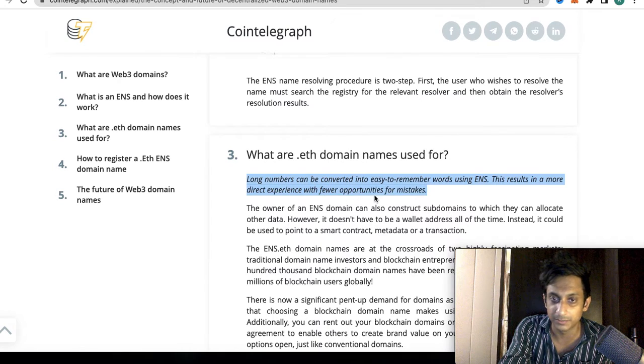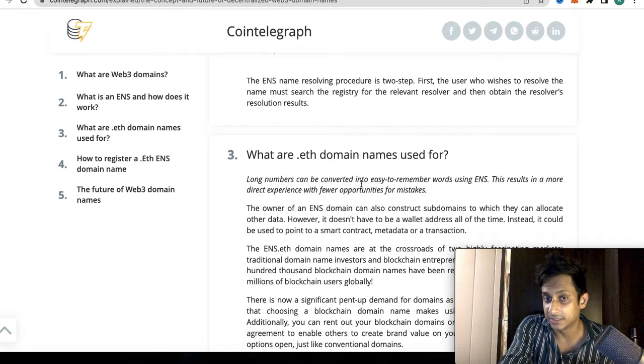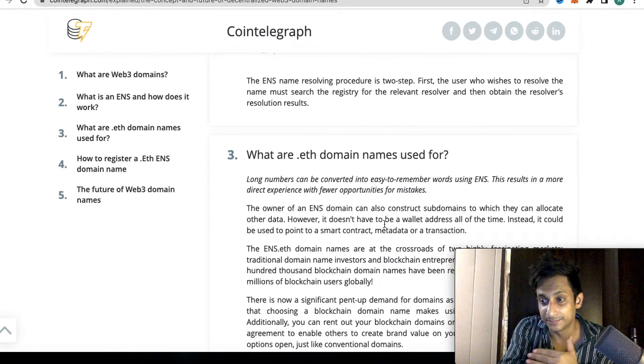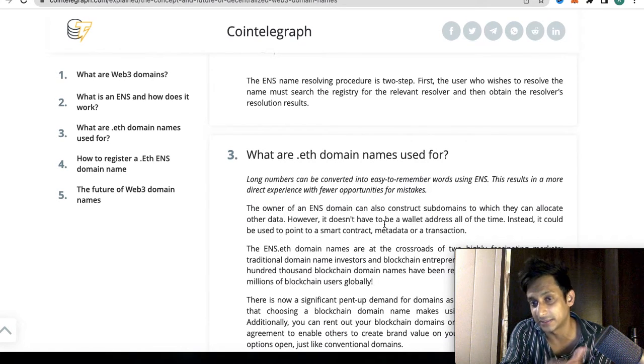So as you can see, long numbers. What are the ETH domains used for? Long numbers or addresses can be converted into easy to remember words using the ENS. This results in a more direct experience with fewer opportunities for mistakes. This is one of the biggest problems as well. Let's say some people have to send probably millions of dollars. In the majority of cases it's fine, but sometimes you miss a single letter out of the 16 digits. You make a capital letter a small letter, you make a letter a number, one single letter, and all your money is gone to a completely different address, and it is irreversible.